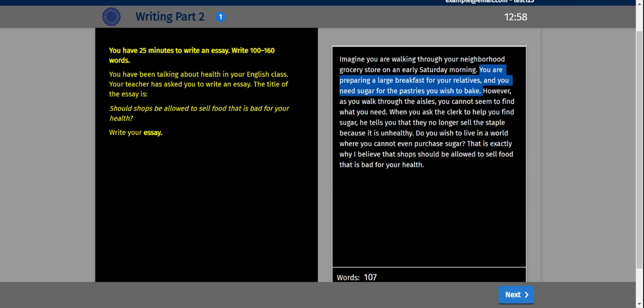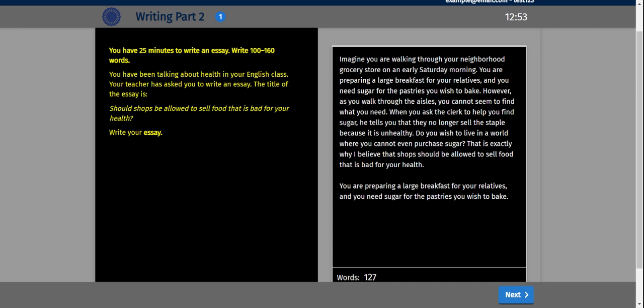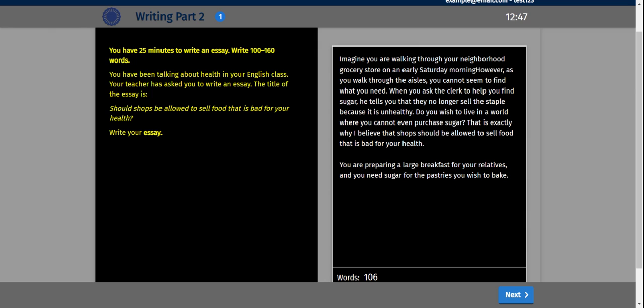Okay, I'm going to take this part out, writers, and move this down, the breakfast part. Okay, and see if that is still okay. Imagine you are walking through your neighborhood grocery store on an early Saturday morning. However, as you walk through the aisles, you cannot seem to find what you need. When you ask the clerk to help you find sugar, he tells you that they no longer sell the staple because it is unhealthy. Do you wish to live in a world where you cannot even purchase sugar? That is exactly why I believe that shops should be allowed to sell food that is bad for your health.